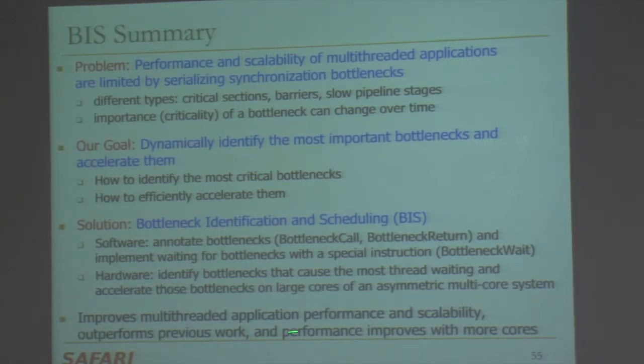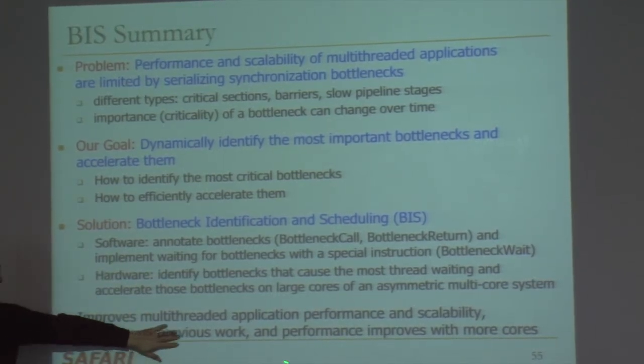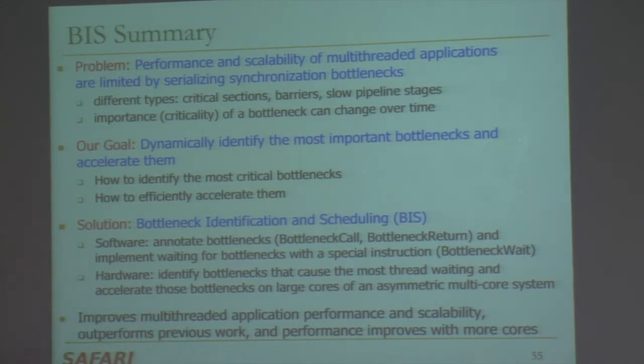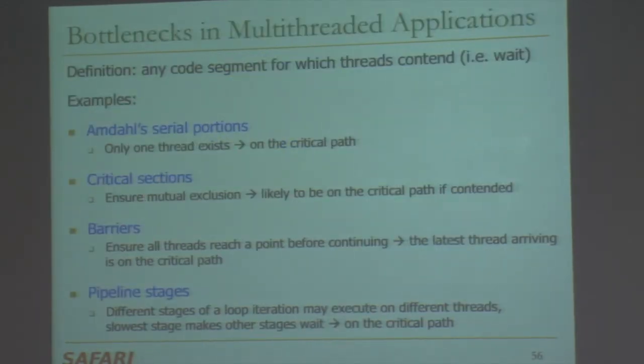So it turns out this improves multi-threaded application performance and scalability, and outperforms some of these previous things that we talked about. It outperforms accelerated critical sections by a large amount, actually. And performance actually improves with more cores. So let's take a look at these bottlenecks. Now you can go to sleep. That's one thing, but I think you would like to see how this is done.